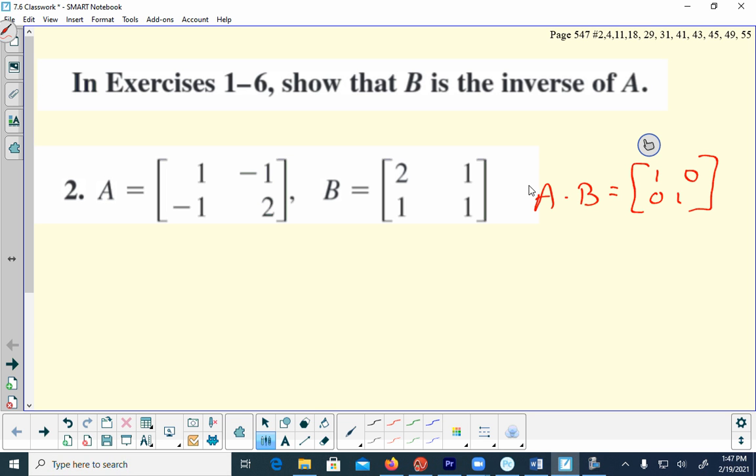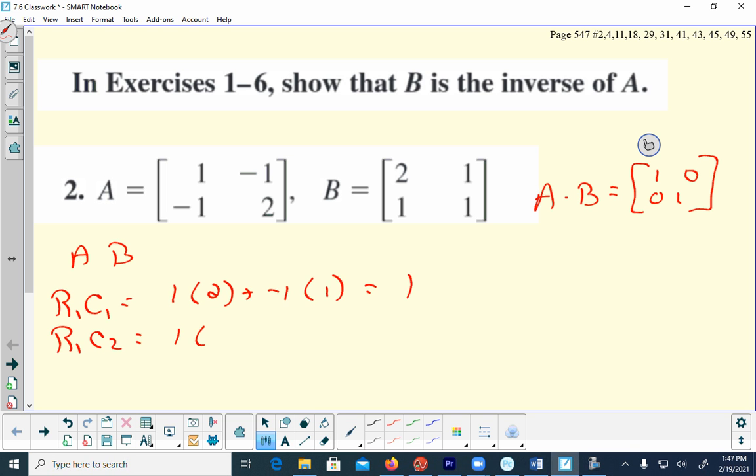So I'm going to do this one by hand. I'm going to find A times B. Remember, I'm taking row 1 times column 1. So this will be 1 times 2 plus negative 1 times 1. So 2 minus 1 will give me 1. Row 1, column 2 will be 1 times 1 plus a negative 1 times 1. So positive 1 minus 1 will be 0.